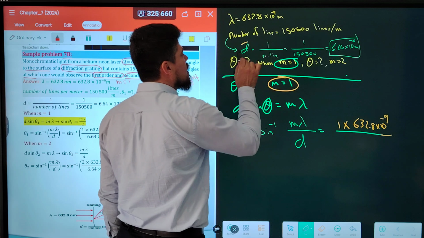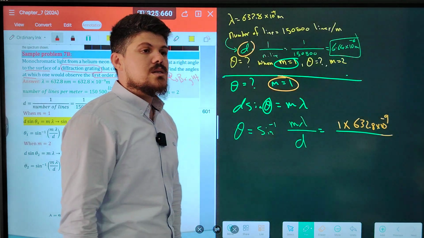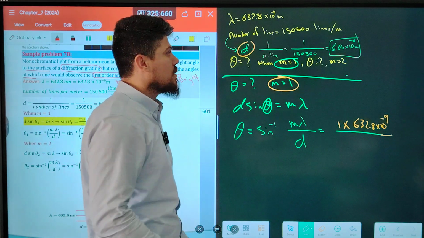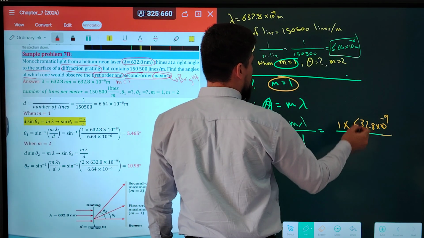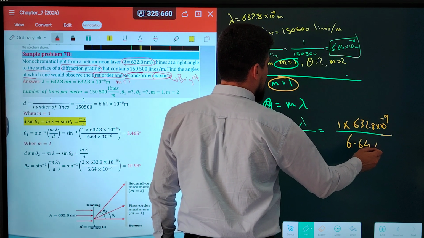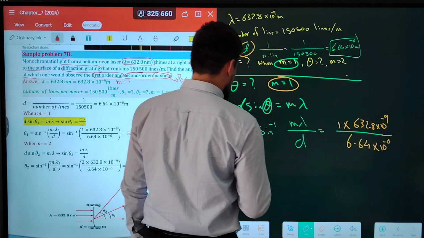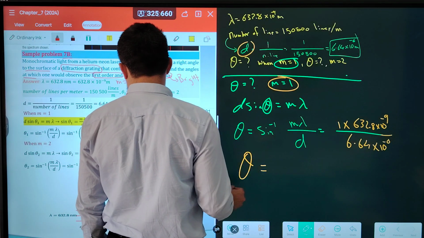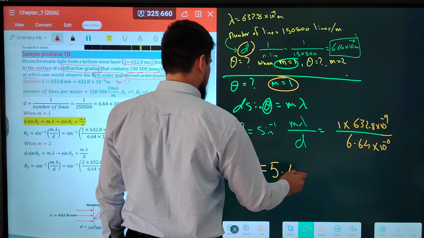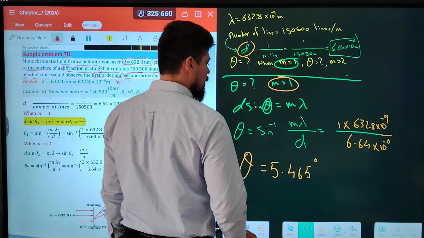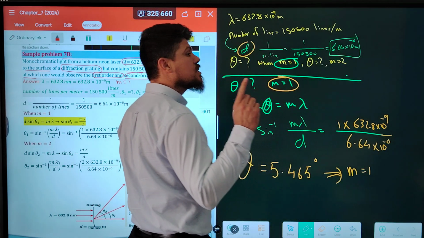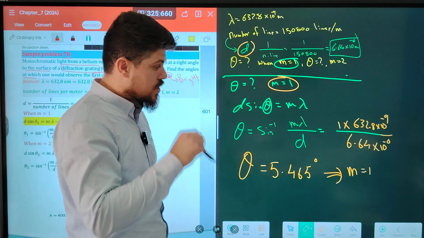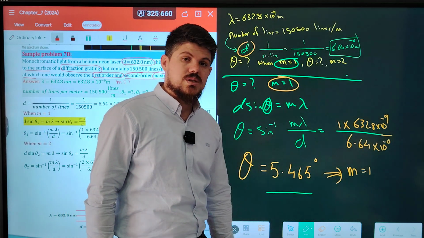We didn't have d, guys. The distance between the slits was not given, but we found it from the number of lines per centimeter, per meter. d is equal to 6.64 times 10 to the power negative 6. So theta is equal to 5.465 degrees. When m is equal to 1, for the first bright, theta is equal to this number.